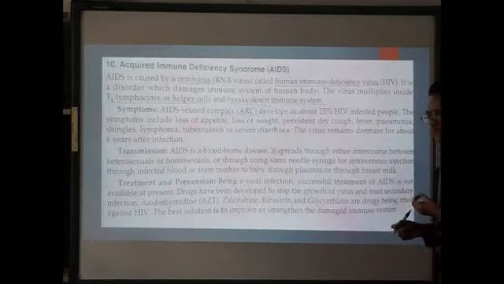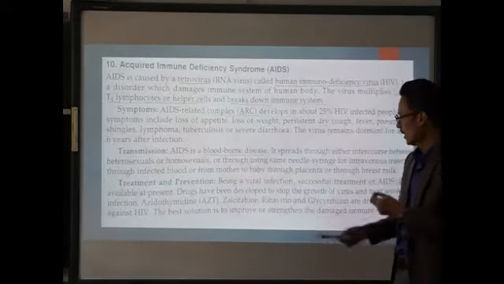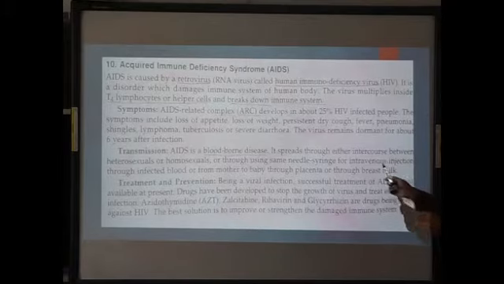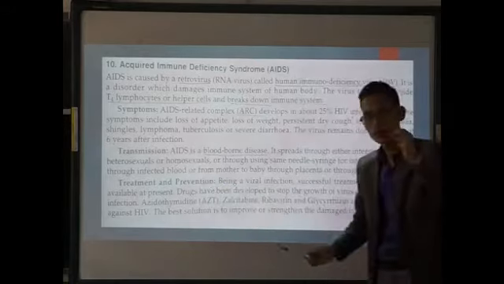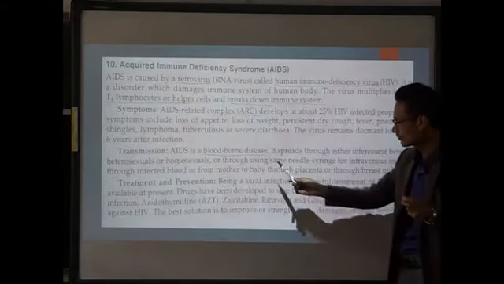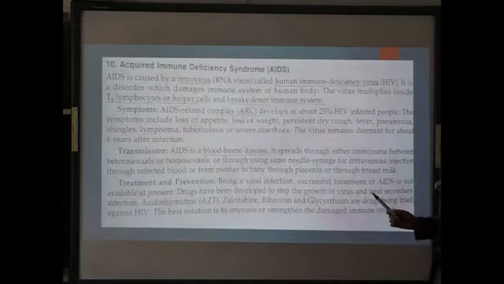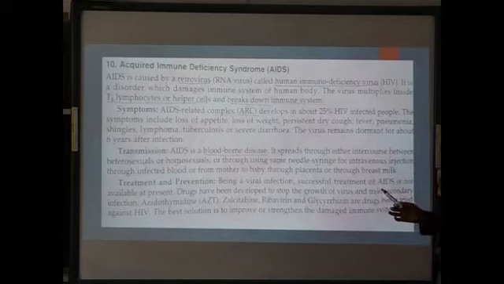Transmission: AIDS is mainly a blood-borne disease. Remember, AIDS is a blood-borne disease. It is mainly transmitted through unprotected sexual intercourse, whether heterosexual or homosexual, or by using the same needle and syringe for intravenous injection. When the same injection is shared between two individuals, the HIV virus can be transmitted from an infected individual to a healthy individual.